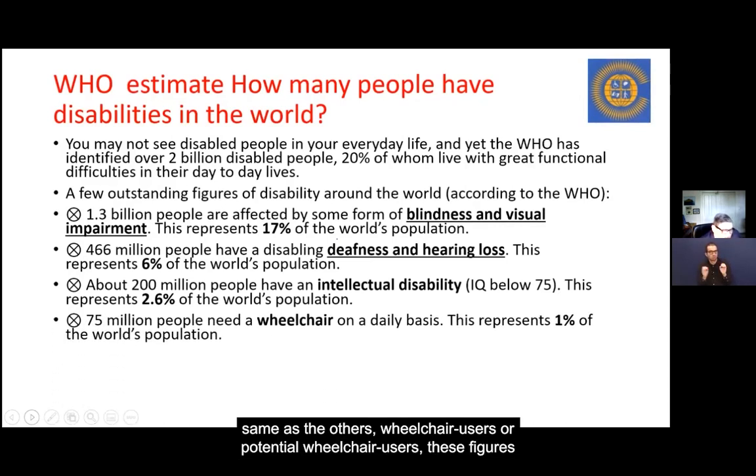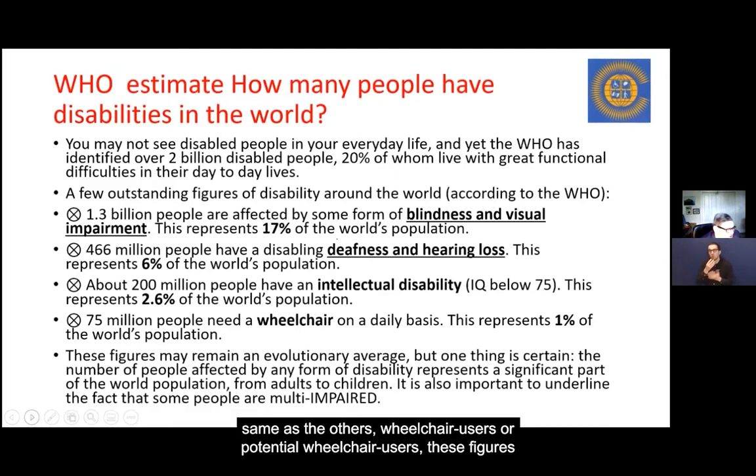75 million people are wheelchair users or potential wheelchair users. These figures remain at an evolutionary average, but one thing is certain, that the number affected by any form of impairment represents a significant part of the world population. From adults to children, it's also important to underline that some people have multiple impairments. So counting them, the data becomes a really important issue.